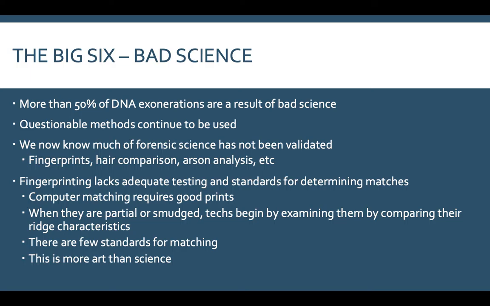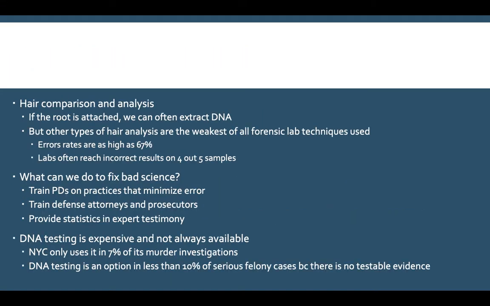Computer matching requires good prints, and when they are partial or smudged, techs begin by examining them by comparing ridge characteristics. There are few standards for matching, and this is more art than science. Hair comparison and analysis: if the root is attached, we can generally get DNA. But other types of hair analysis are the weakest of all forensic lab techniques used, with error rates as high as 67%. Well, what can we do to fix bad science?